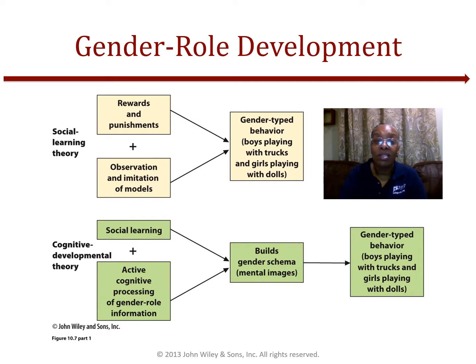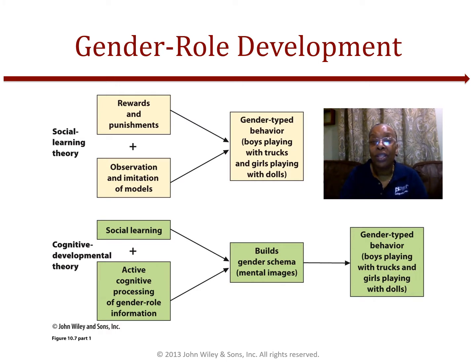So this existence of similar gender roles in many cultures suggests that evolution and biology are possibly playing a role. However, most research emphasizes that there are two major theories of gender role development, those being social learning and cognitive development.